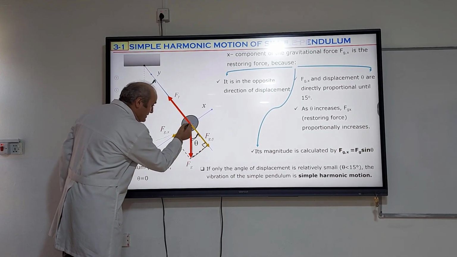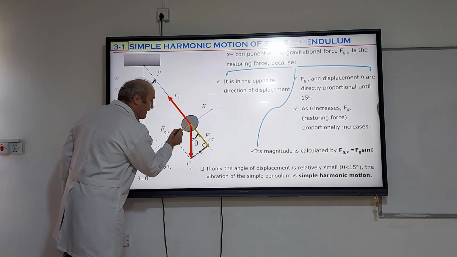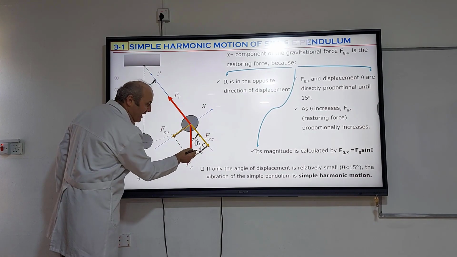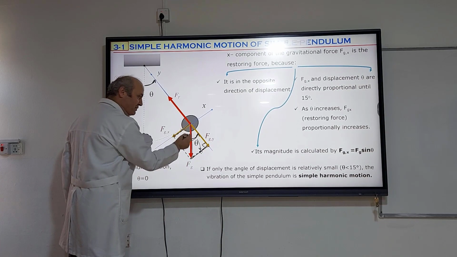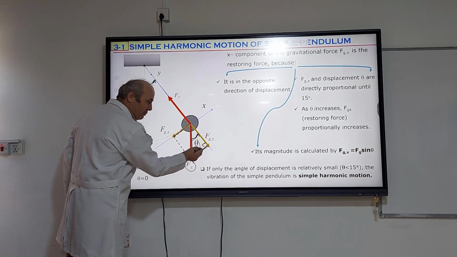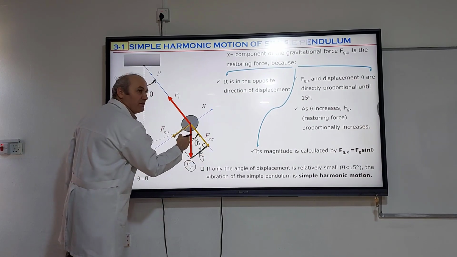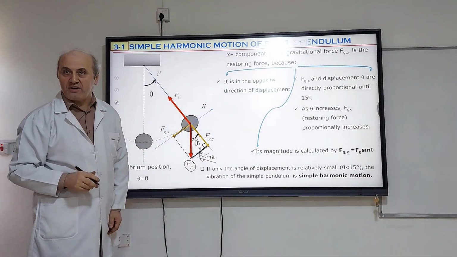This side is Fgx. This side and that side are equal to each other, and the length of here and here are equal. In this right angle triangle, Fgx is the opposite perpendicular leg of this angle, and the hypotenuse is Fg. To calculate the opposite perpendicular leg, I have to multiply the hypotenuse Fg by the sine of this angle. Fg sine theta is Fgx.